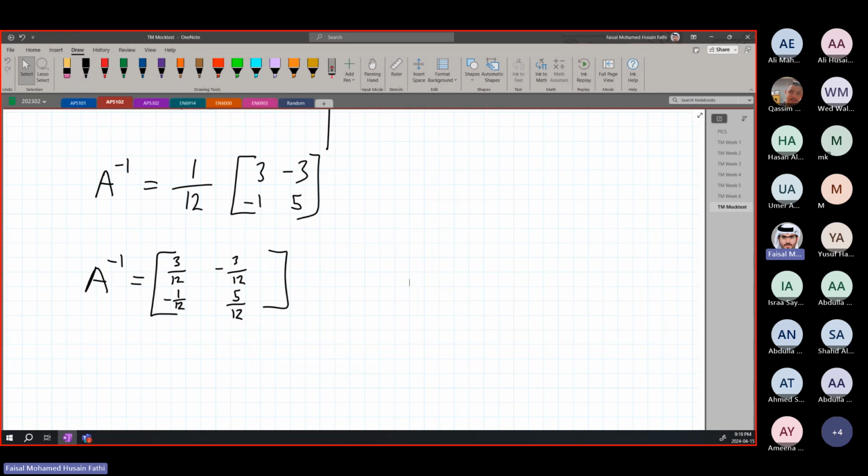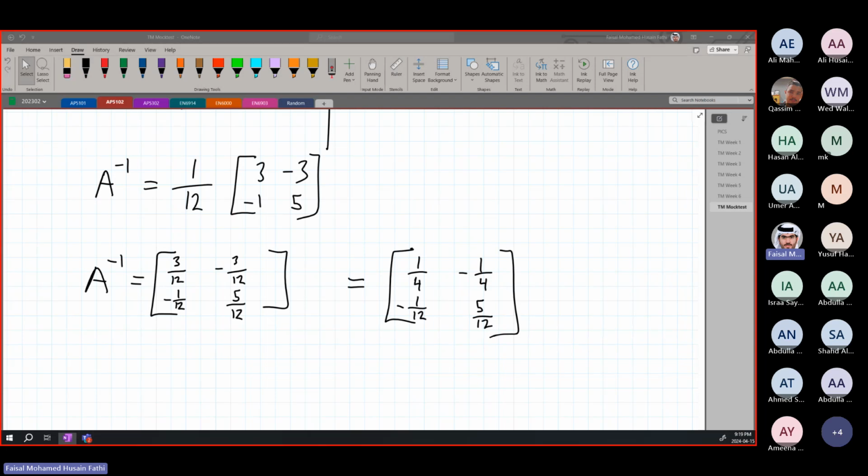All right? Of course, you can simplify this more because you have 3 over 12 up. So this is going to be equal to 3 over 12 is just 1 over 4. This is minus 1 over 4. This is minus 1 over 12. We can't simplify it anymore. And this is 5 over 12. We can't simplify it anymore.